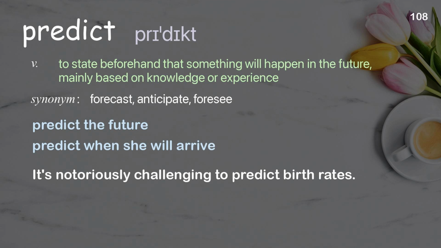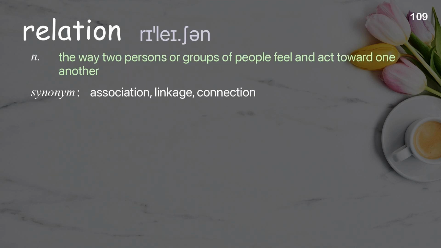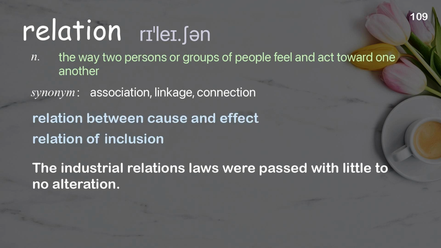Relation. The way two persons or groups of people feel and act toward one another. Examples: Relation between cause and effect. Relation of inclusion. The industrial relations laws were passed with little to no alteration.